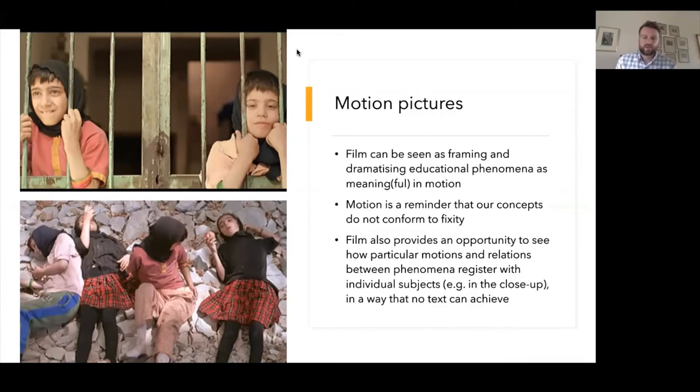Motion is a reminder that our concepts do not conform to fixity. But I think also really important compared to art forms like theatre or the novel, one of the great advantages that film has is that it's able to register on the faces of individuals exactly how things are being received, how encounters with phenomena impact upon them. And I think this is shown very nicely in Samira Makhmalbaf's film The Apple, where two girls are documented going out into the world for the first time after 11 years of captivity.